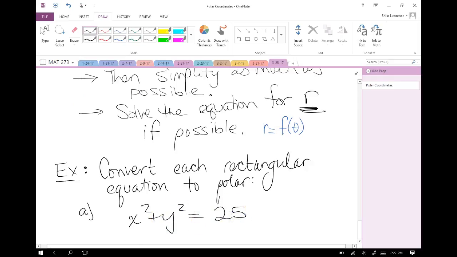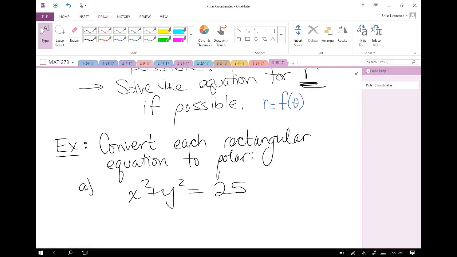All right, so we're going to start simple. Convert each rectangular equation to polar. The first one is x squared plus y squared equals 25. What's the shape? Yes, that's already the answer. It's a circle. It's just a circle centered at the origin with a radius of 5.